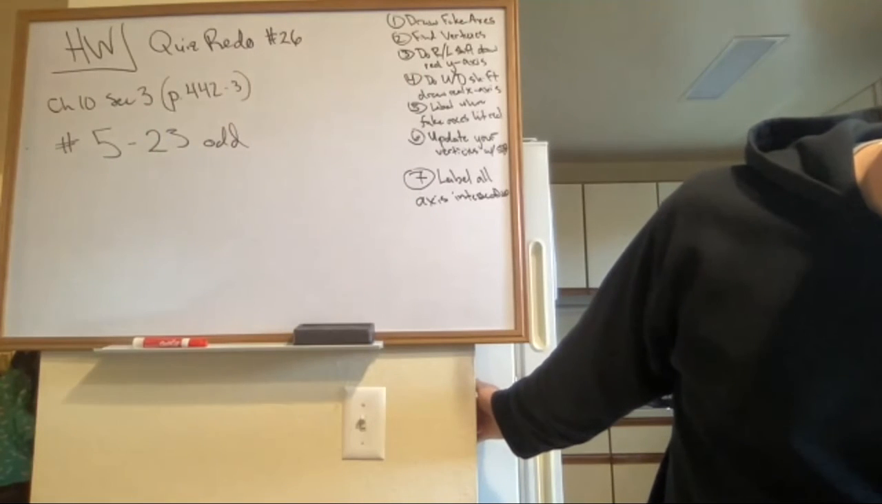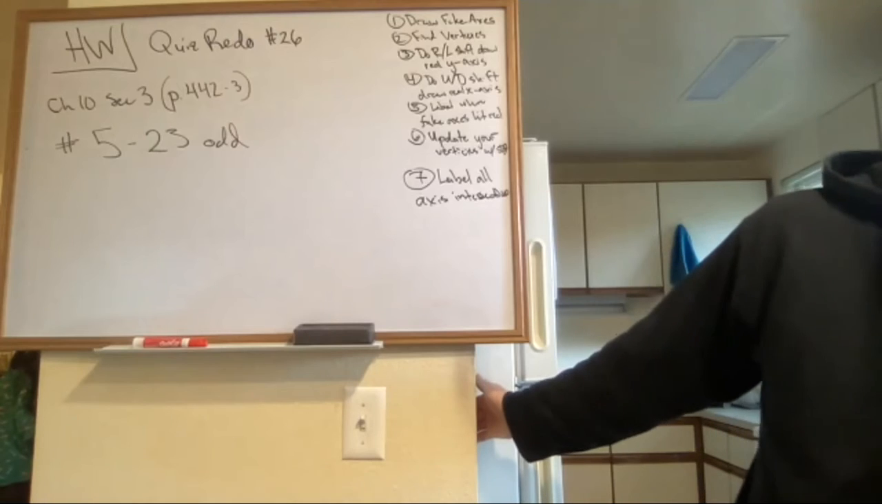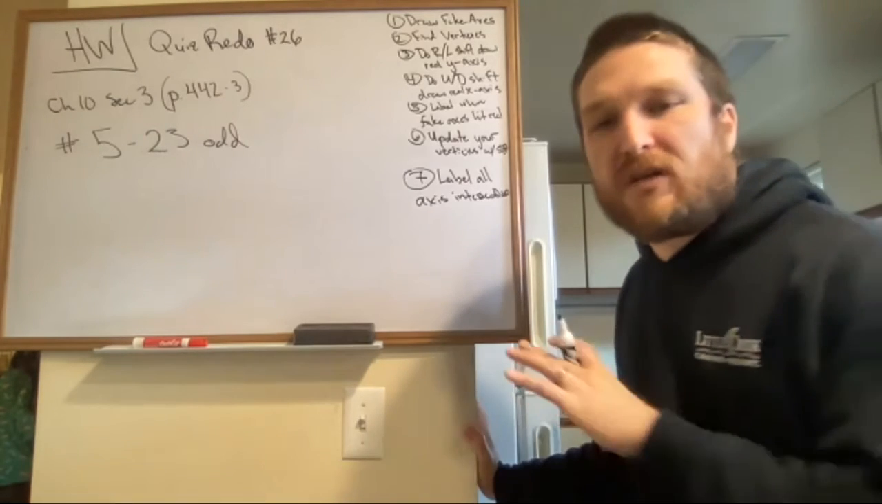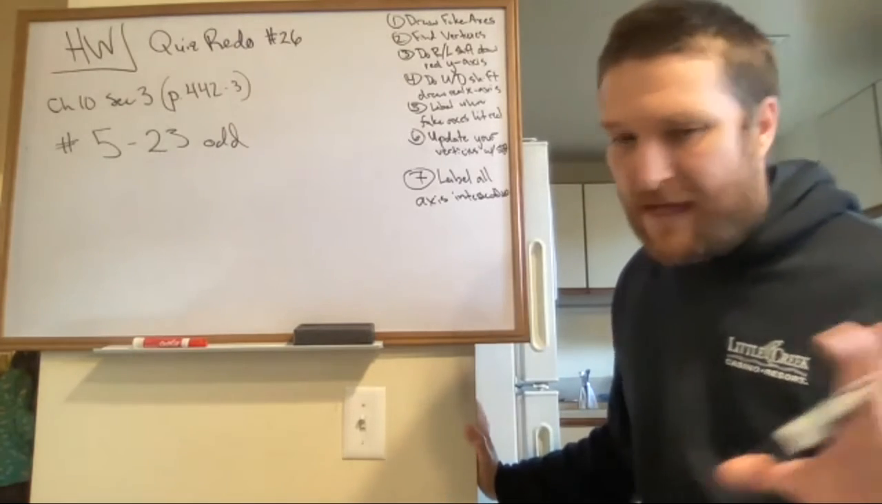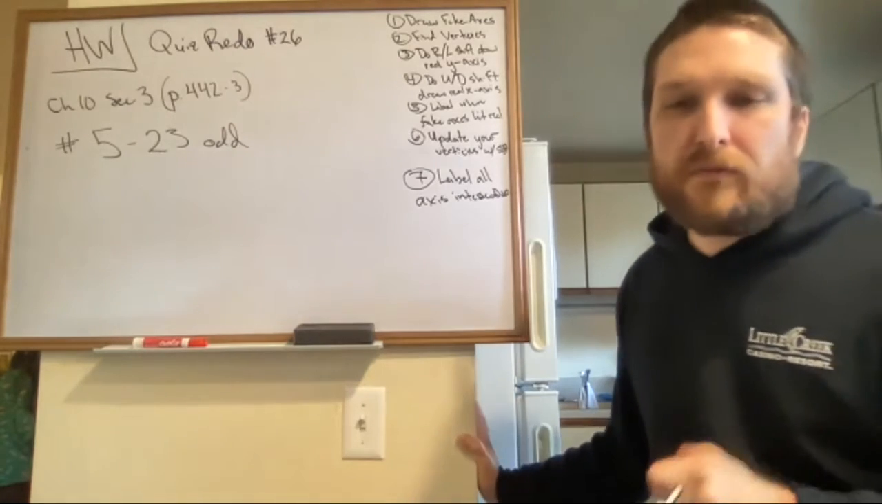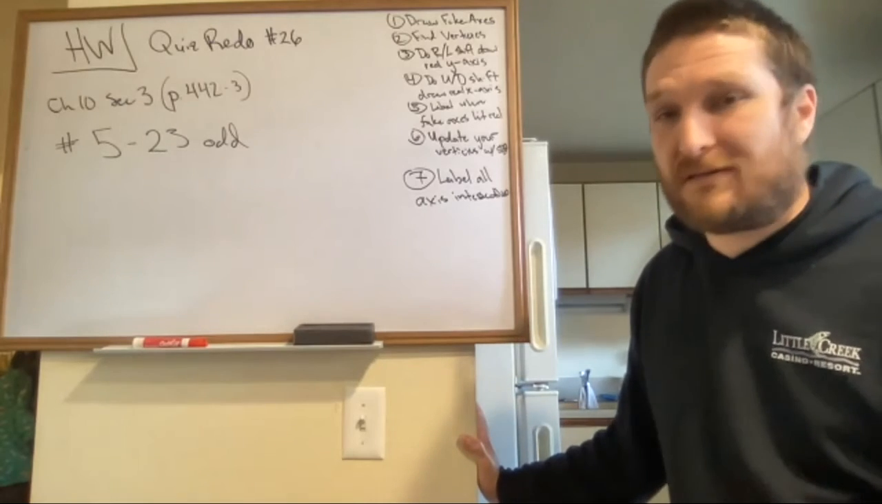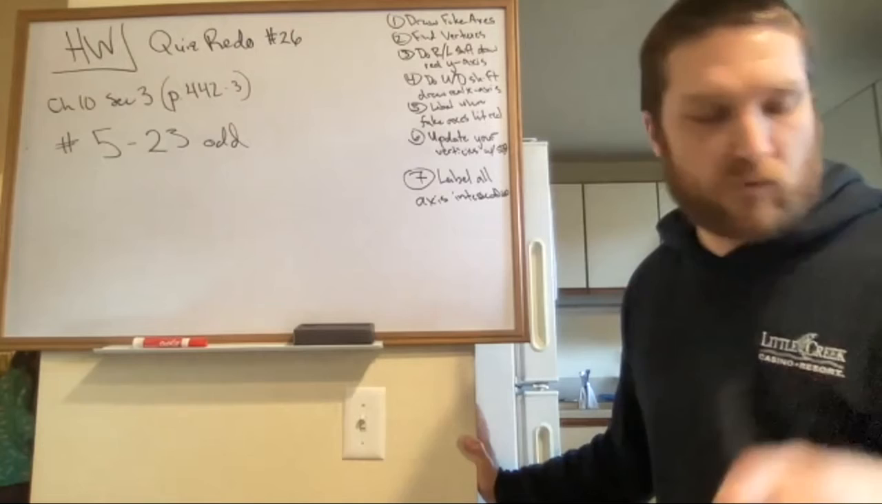The first part says for each, find vertices, foci, and draw a graph. You can disregard every time it says find foci. We're not going to worry about that. Do read the section about foci and see how you would calculate them, and you'll see why we're just going to forget about it.